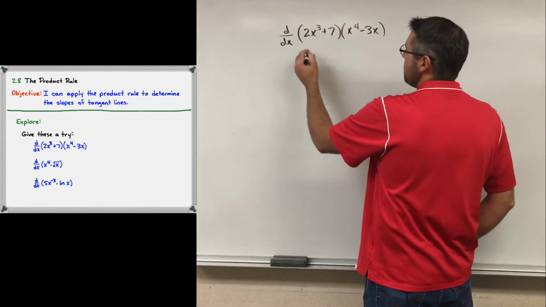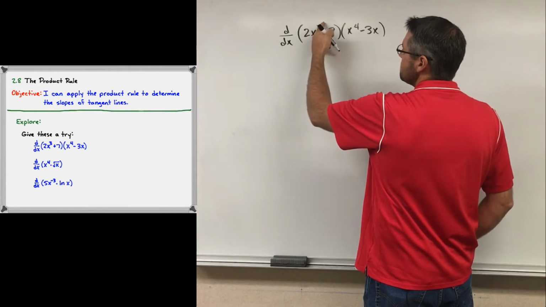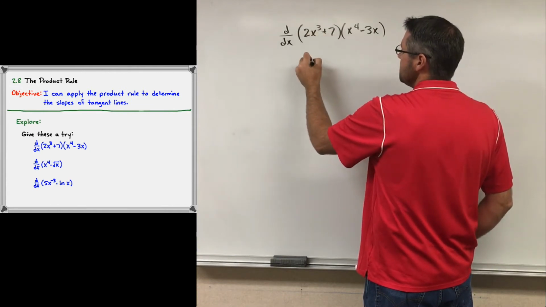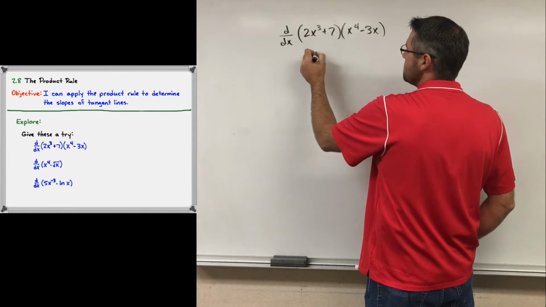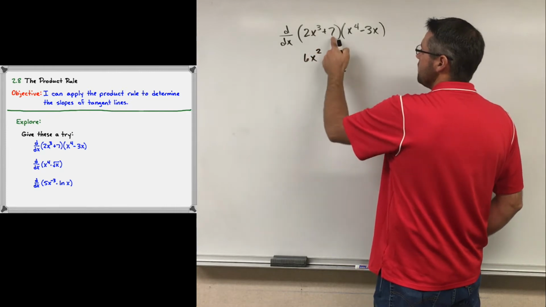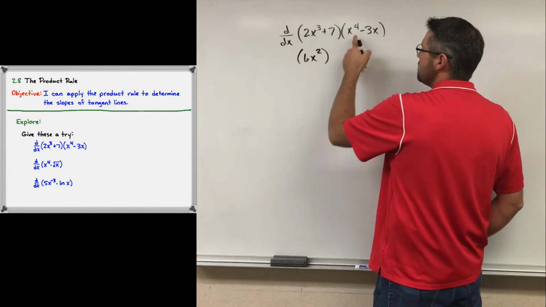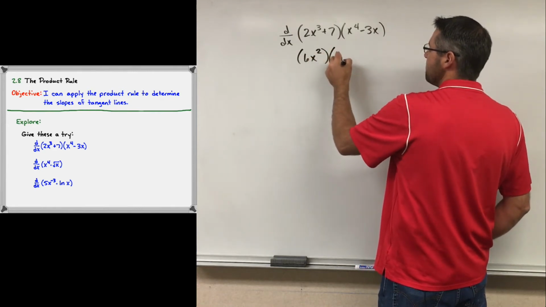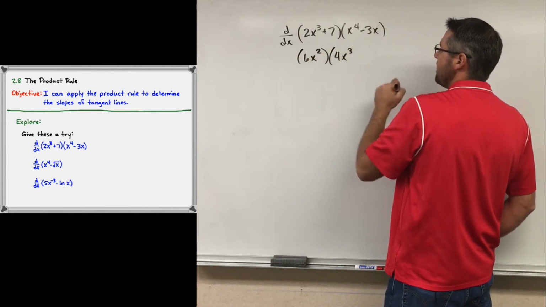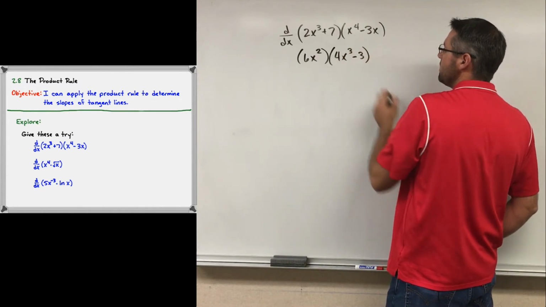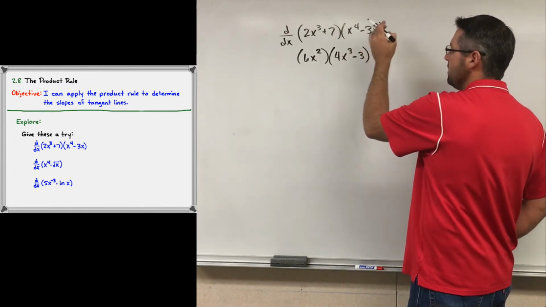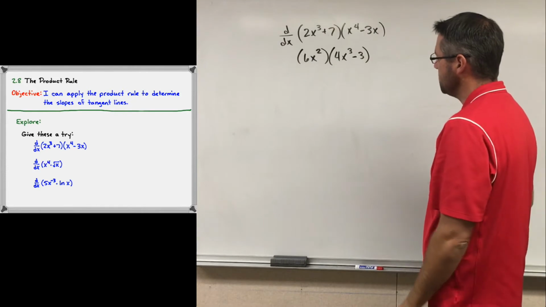So if we take this derivative, remember, multiply the exponent to the coefficient, so you get 6, and then we subtract 1 from the exponent, 6x squared. The derivative of any constant is just 0, so we don't have to write that down. The derivative of x to the 4th is going to be 4x cubed. The derivative of negative 3x is just negative 3. What's the slope of a line? The slope of the line is the derivative of the line, basically.